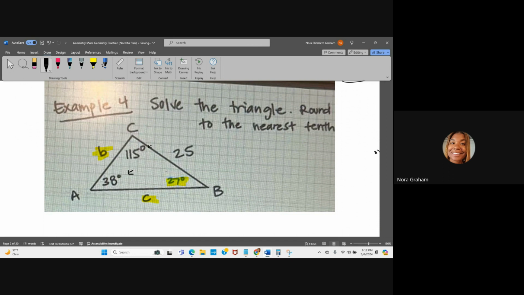Also, think about how you would find the angle B if it was not given to us. You would use the triangle theorem: add 38 plus 115, subtract that from 180. That's how you will find angle B. And then you would use law of cosines to find the other sides. But just in case you get stuck, the answer to side C is going to be 36.8, and then the answer to side B is going to be 18.4.